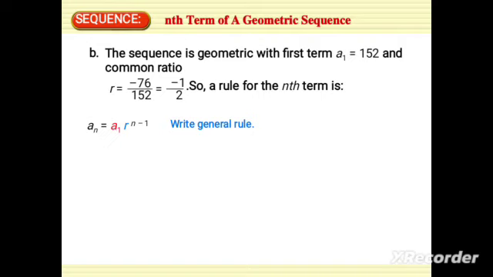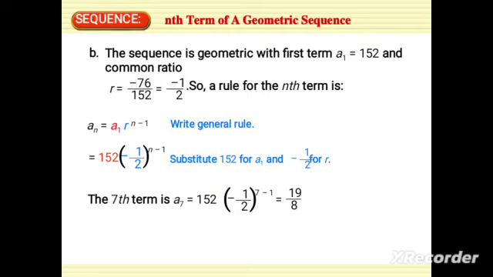And now that we have the value of a and r, we substitute straight away so that we come up with the nth term. So we have 152 into -1/2 raised to power n minus 1, that being the nth term. Then we are asked about the seventh term. So where there is n, we substitute with 7. And now our seventh term is 19 over 8.